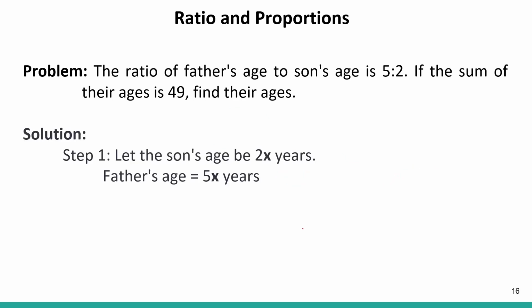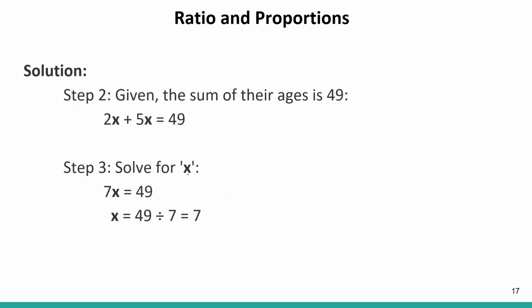Let the son's age be 2x years, father's age be 5x years. Given that the sum of their ages is 49, that is 2x plus 5x is equal to 49. Solve for x. So 7x becomes 49. So x becomes 49 by 7 is equal to 7.